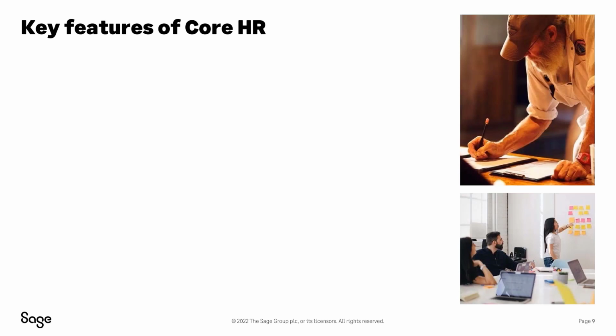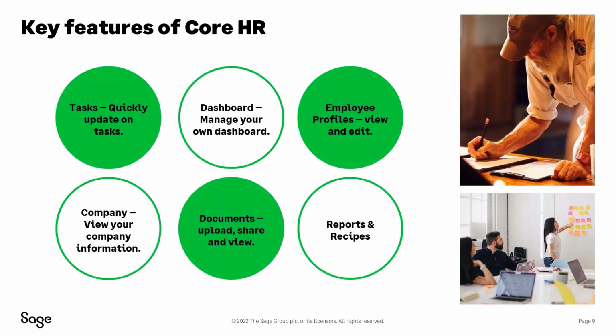So firstly, what are the key features of core HR? Well, we've got tasks. So you'll be able to quickly update colleagues on tasks that need to be done and check on tasks that have been completed. Each employee will be able to manage their own dashboard to view tasks that are outstanding and see things like any upcoming time off.